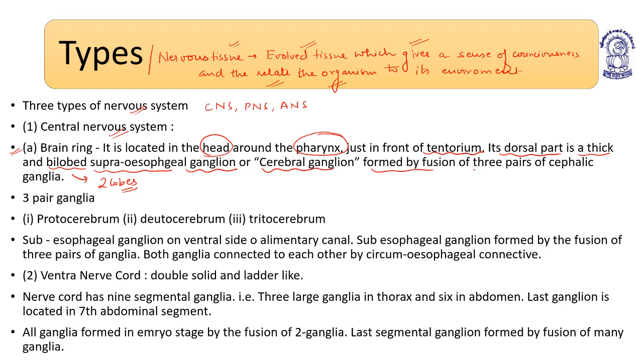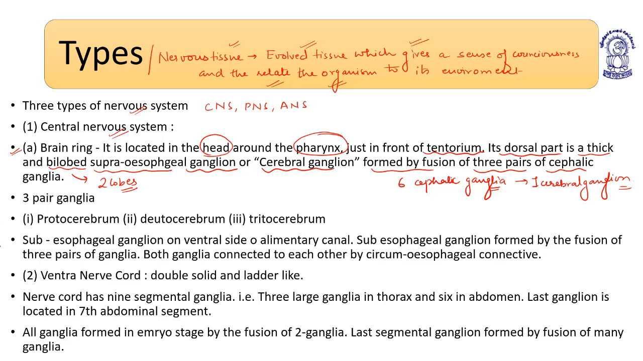This supraesophageal ganglion is formed by the fusion of three pairs of cephalic ganglia. Three pairs of cephalic ganglia means in all six cephalic ganglia, they fuse to form a single cerebral ganglion, one cerebral ganglion, right? So the cerebral ganglion is formed by the fusion of three pairs of cephalic ganglia.